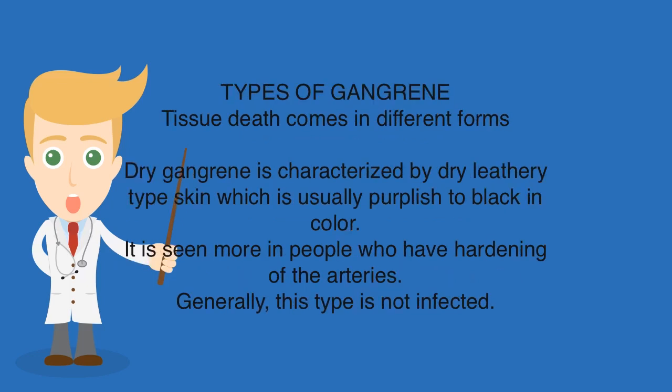Types of gangrene. Tissue death comes in different forms. Dry gangrene is characterized by dry leathery type skin, which is usually purplish to black in color. It is seen more in people who have hardening of the arteries. Generally, this type is not infected.